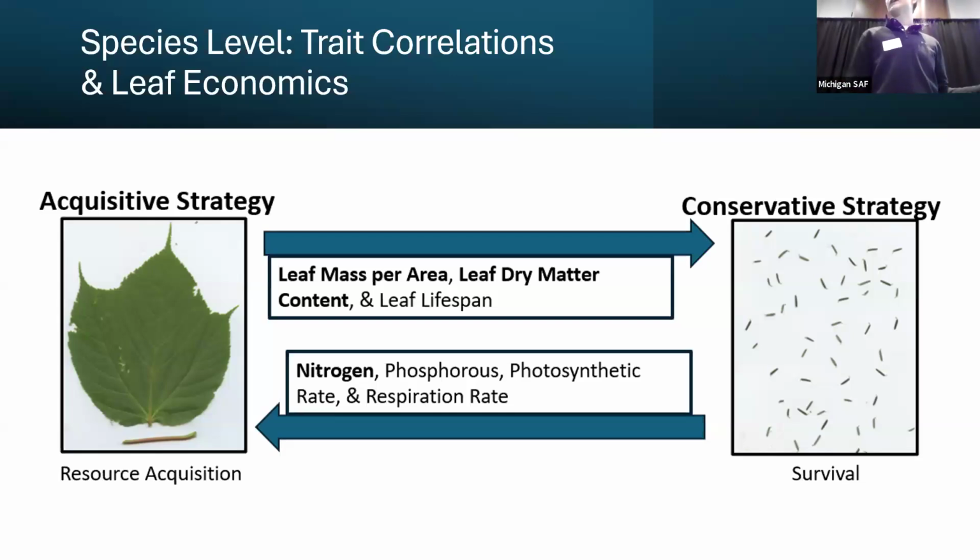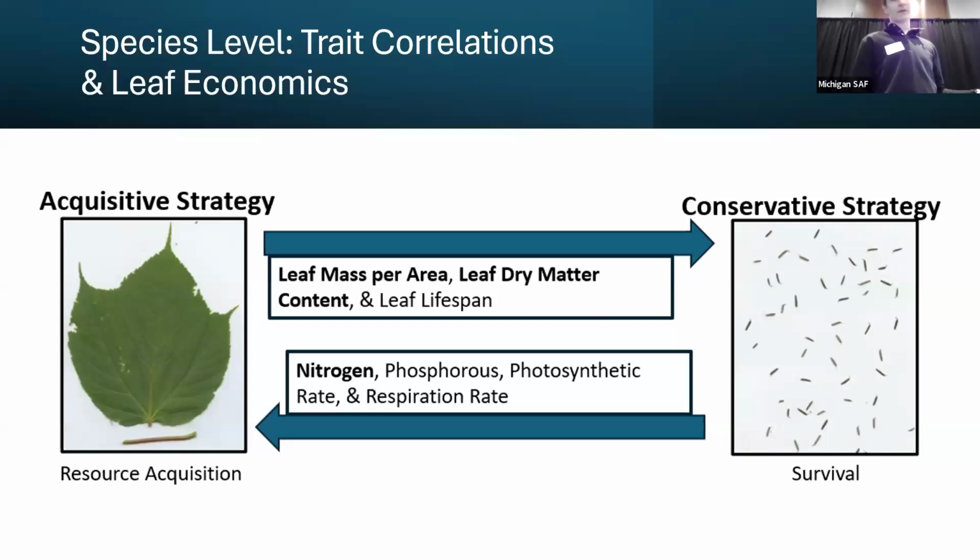An example of that would be striped maple, which, yeah, Marquette is within the range of it. Huron Mountains for sure. That's a wide leaf that has low carbon and high nutrients. It's really trying to capture the understory light environment, the low light environment, and take advantage of that as much as possible.